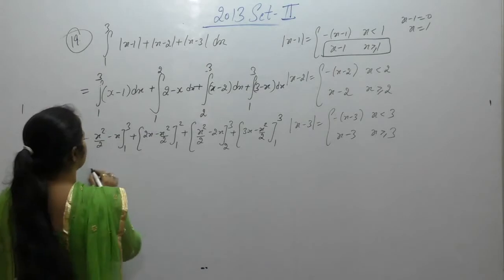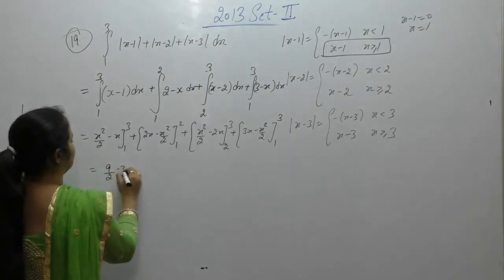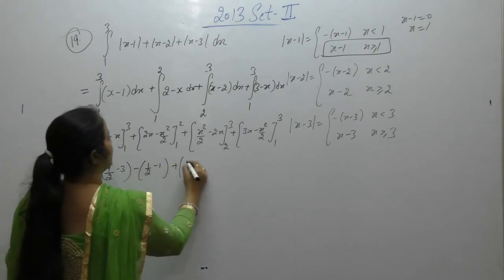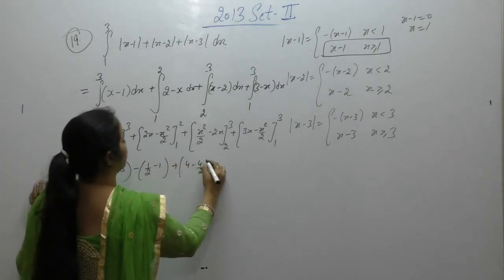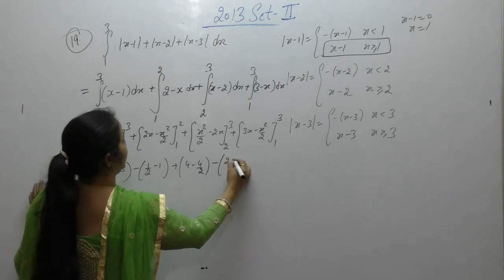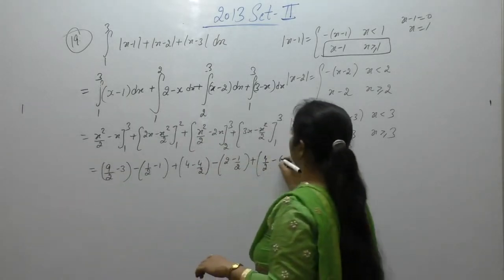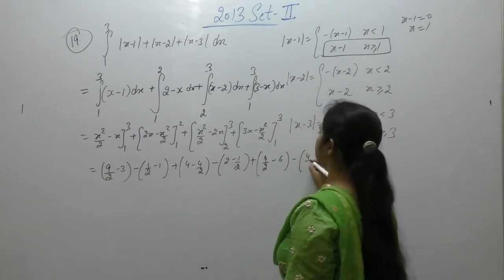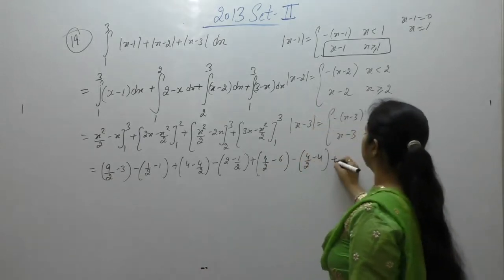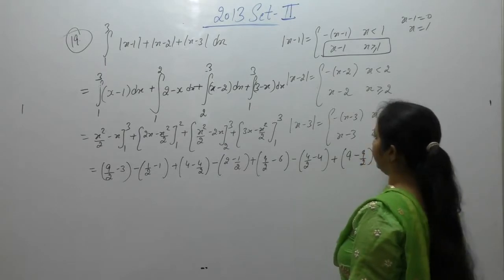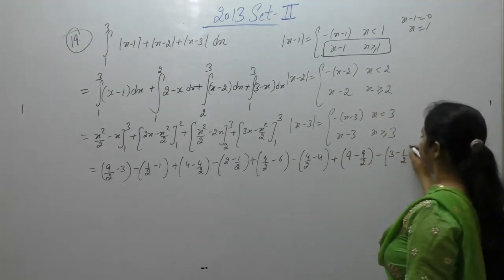Now put the limits. 3 square minus lower limit 1 square, 2 into 2, 2 square, minus lower limit 2 into 1 minus 1 into 2, 3 square, 3 into 2, minus lower limit 2 square, 2 into 2, 3 into 3, 3 square, minus lower limit 3 into 1, 1 square.